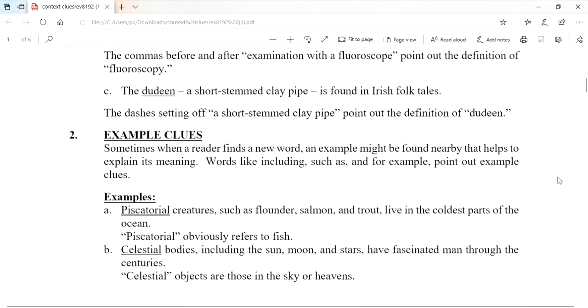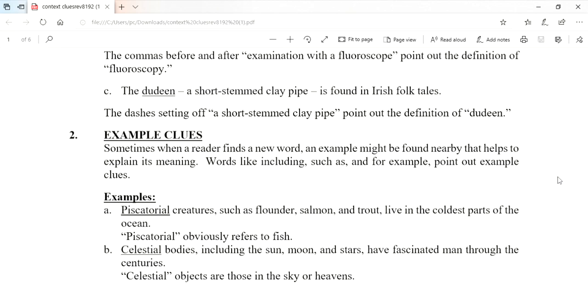The dudin, a short-stem clay pipe, is found in Irish folk tales. Right, so we can see the dash there, and then the meaning of dudin has been brought. That is one of the ways you can tell the meaning of a word. It's not always that you're going to have it, but if you have it, please take advantage of it. The dashes setting off a short-stem clay pipe point out the definition of dudin, and that is so clear and good for us.